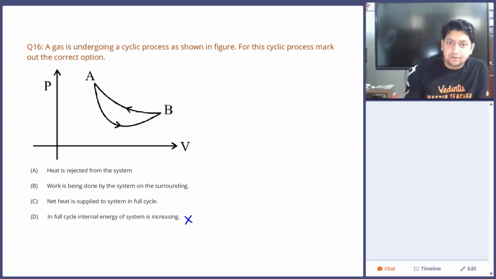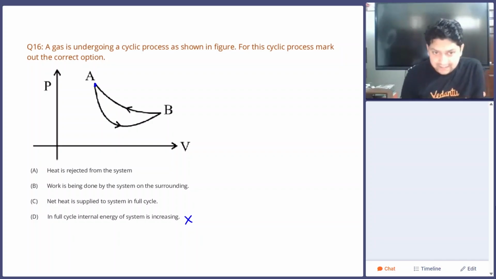The system goes from A to B and then comes back to A. There is no change in internal energy, right? Work is being done by the system on the surrounding. Net heat is supplied to the system in full cycle. See, over here, the work done in the case of compression is more and work done of expansion is less. As you can see, it is PV graph and area under curve will be less.